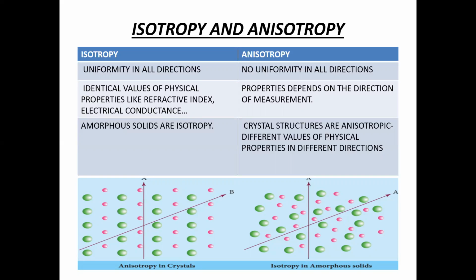Electrical conductance means the movement of the electric current in different directions. Amorphous solids are isotropic, so we get a uniform value in all directions. An example of anisotropy is crystals.